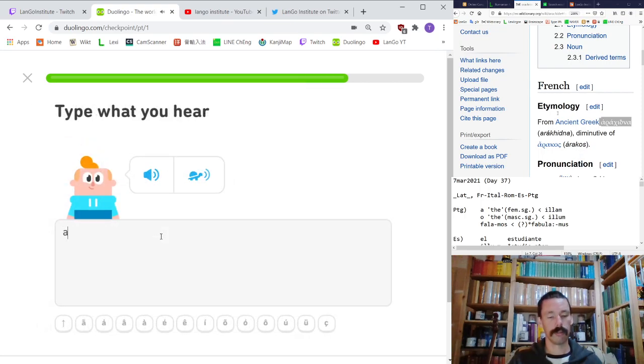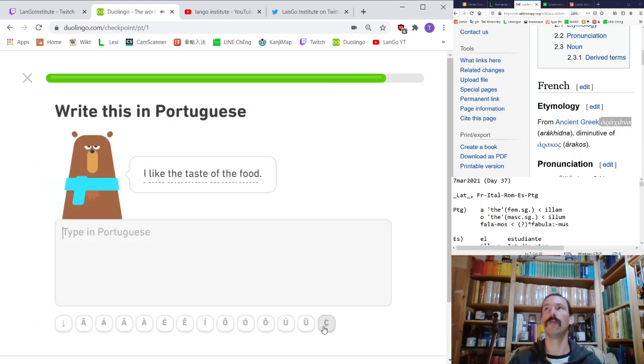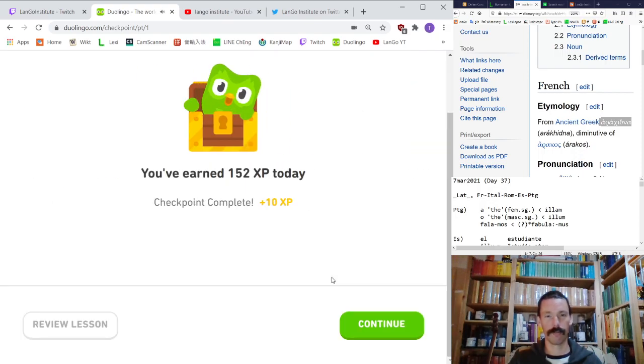As calças dela. Calças. I think with that modified C. Dela, belonging to her. Her shoes. I like the taste of the food. Eu gosto. Gosto. Well, we need the taste. Of the taste. Do gosto. Da comida, I'm gonna guess. Not too bad. Good enough to pass. Oh, let's review that, yeah.